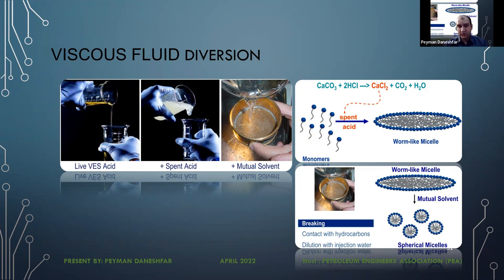This is the breaking procedure. For the VES, we can use the iron check in some conditions, maybe a pH of about 4. The chemical does its job and breaks the VES. The viscous fluid diversion with a mutual solvent chemical breaks and becomes like a liquid. You can see the live VES acid, when it spent with the carbonate formation, looks like charcoal lines. After that, when we add or inject the mutual solvent, it becomes a liquid with no residue.